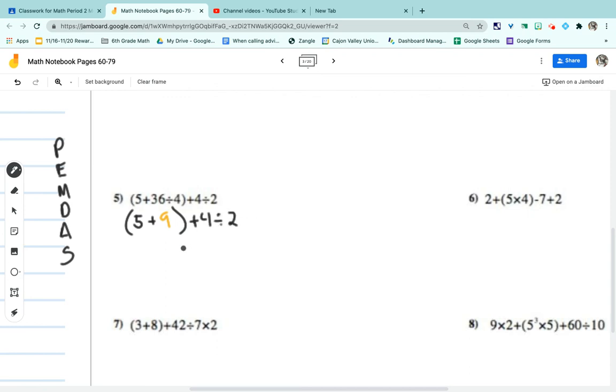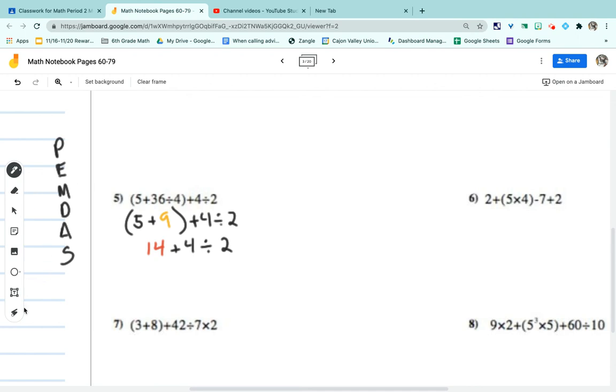Okay, so I did the division part inside the parentheses, but I still have more work to do inside the parentheses. I have this addition problem here. So that's what's going to happen next. I'm going to do this addition. 5 plus 9 is 14. Okay. And then plus 4 divided by 2. All right. So we completed what was inside the parentheses using order of operations again inside the parentheses. And now we're going to use order of operations to complete the rest of this.